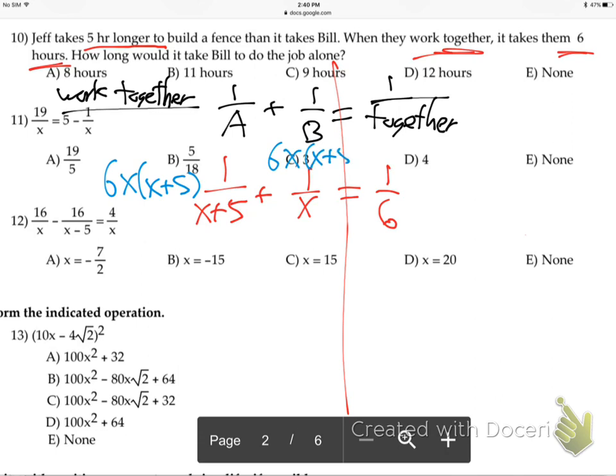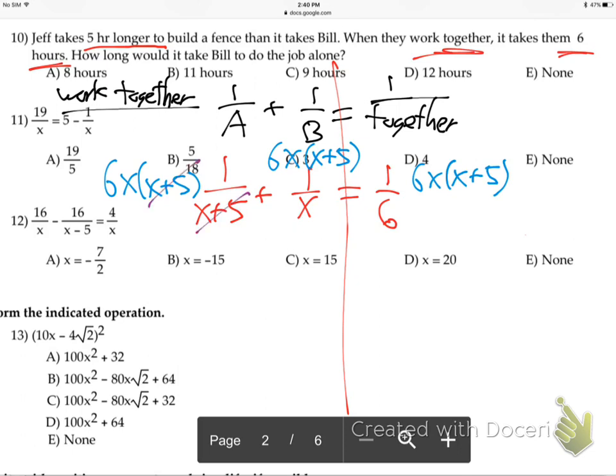6x, x plus 5. 6x, x plus 5. Is that good? Top, top, top. 6x, x plus 5, all the way across. And that's what we always do, right? With an equal sign, the whole common denominator, top, top, top.